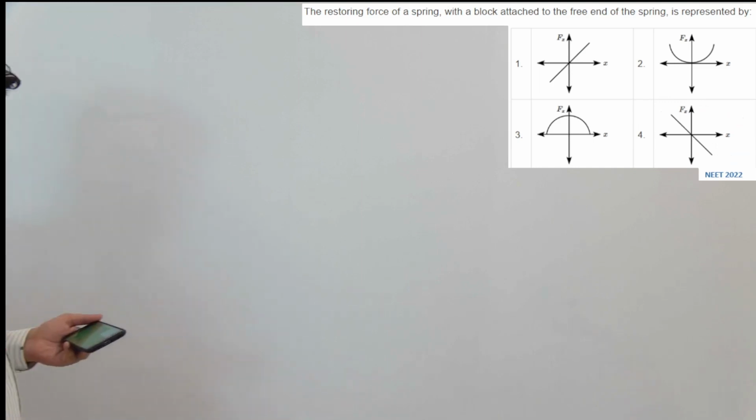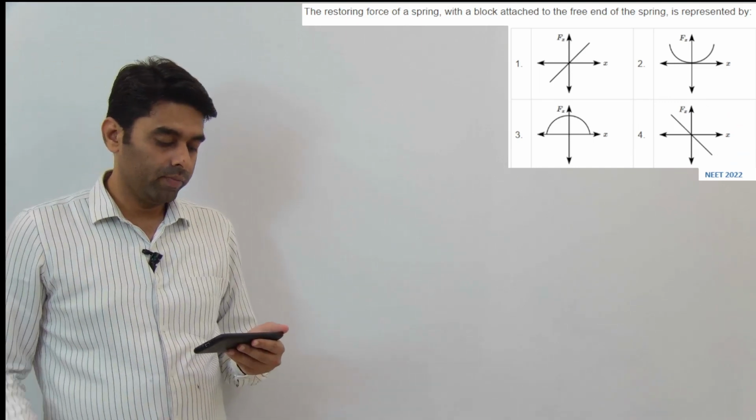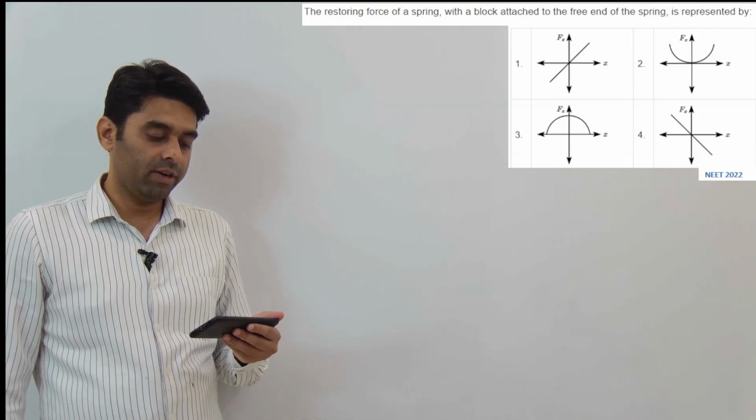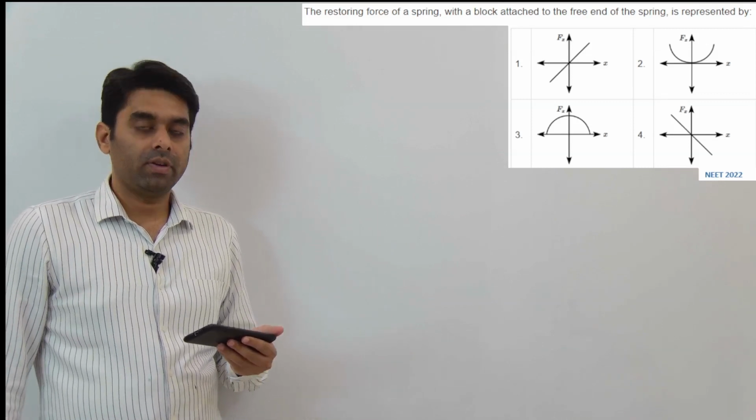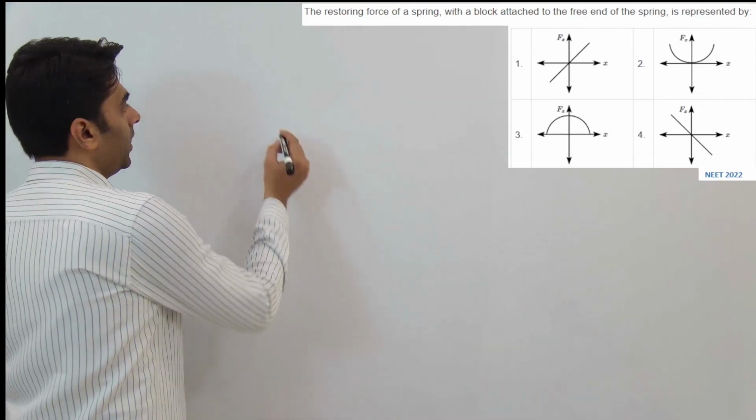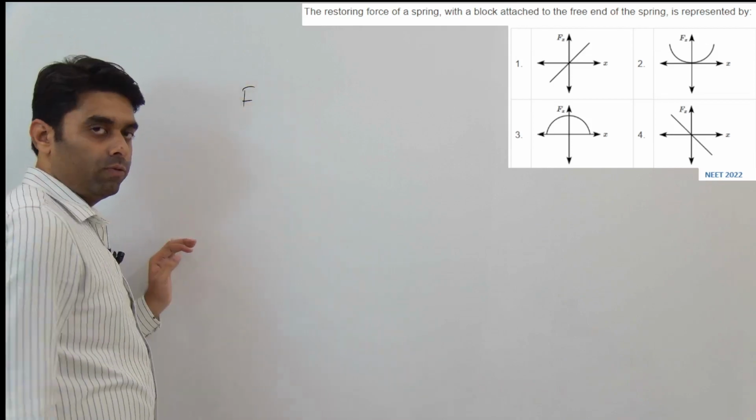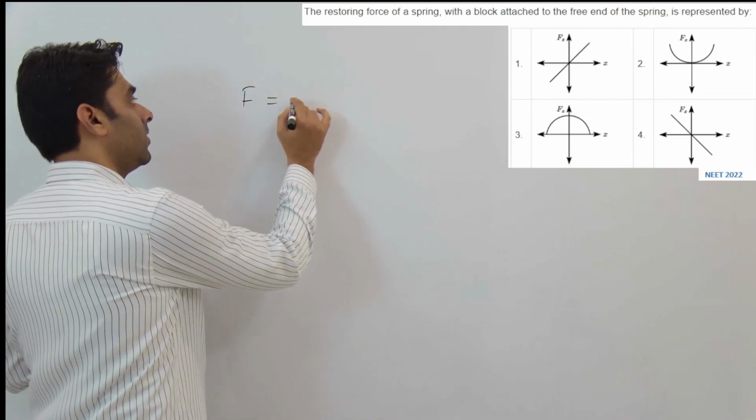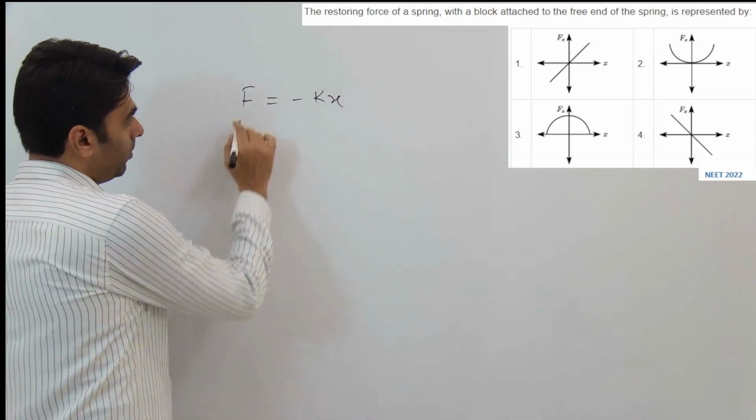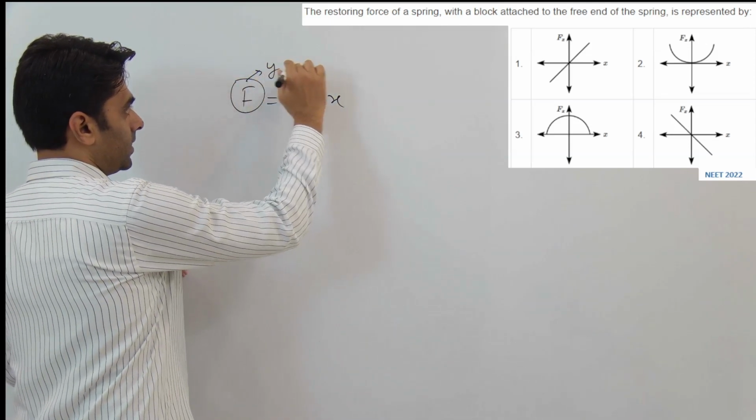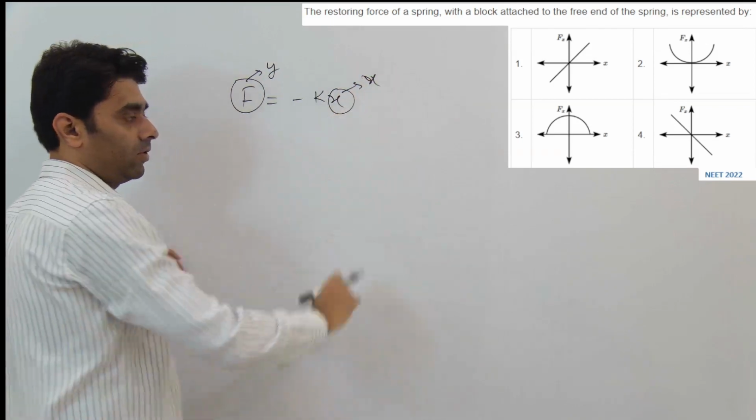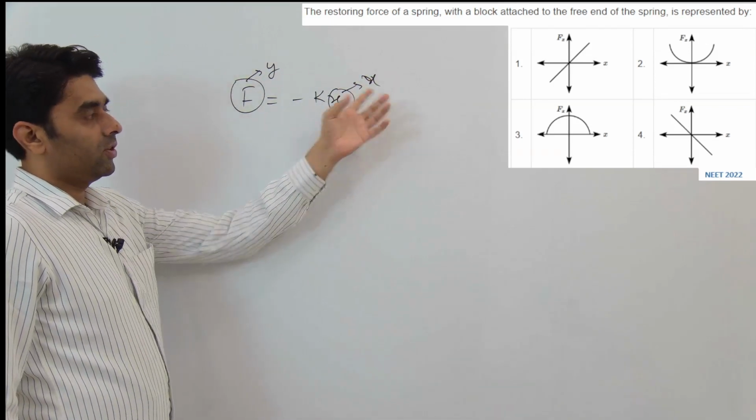Next, we have a graph question. The restoring force of a spring with a block attached to the free end of the spring is represented by... They are asking us the graph between force of spring and x. What is our spring force? Force of spring is given as minus kx. So if we plot the graph, this is on the y-axis, and this is the displacement or position, which is on the x-axis.